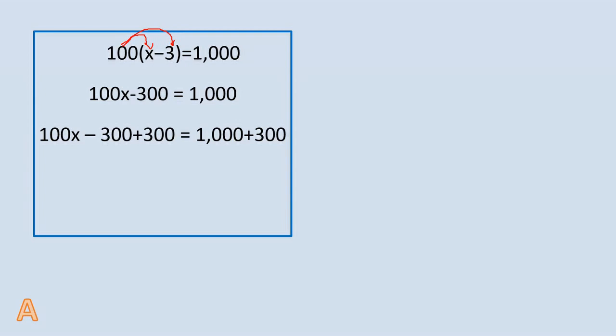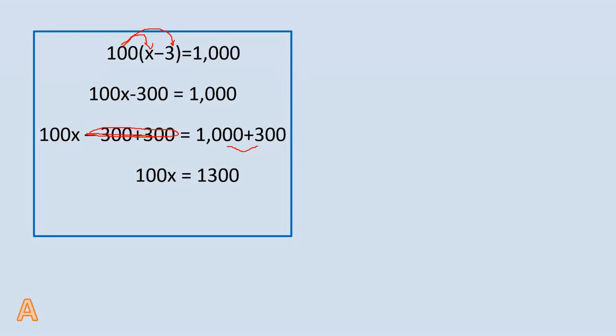You are correct. Very good. Now here are our zero pairs here. So what happens, it cancels out, and we're left with 100 times x equals 1,300. And how do we get 1,300? Simply by adding 1,000 and 300 together. Awesome job. So now we read this particular problem as 100 times x equals 1,300.